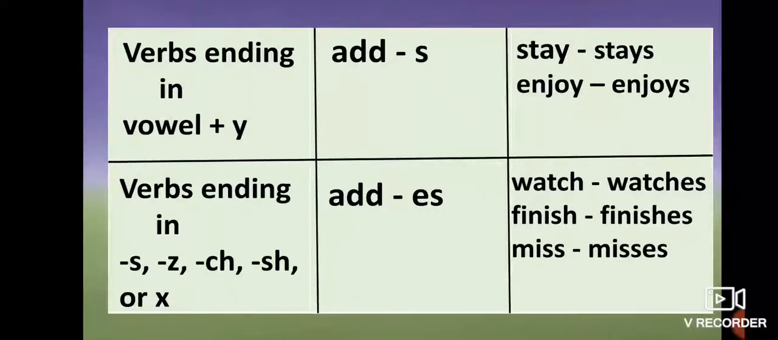Next, verbs ending in vowel plus y, we simply add s. For example, stay becomes stays and enjoy becomes enjoys. As these verbs end with y, but before y there is a vowel, we simply add s to them. Next, verbs ending in s, z, ch, sh or x, we add es. For example, watch becomes watches, finish becomes finishes, miss becomes misses. As these verbs end with ch, sh and s, we simply add es to them.